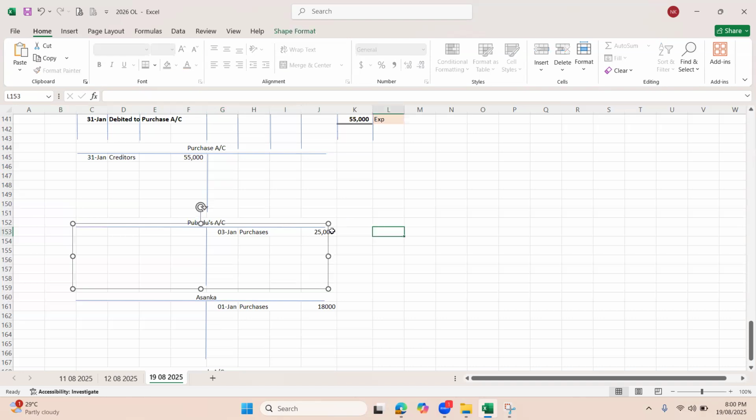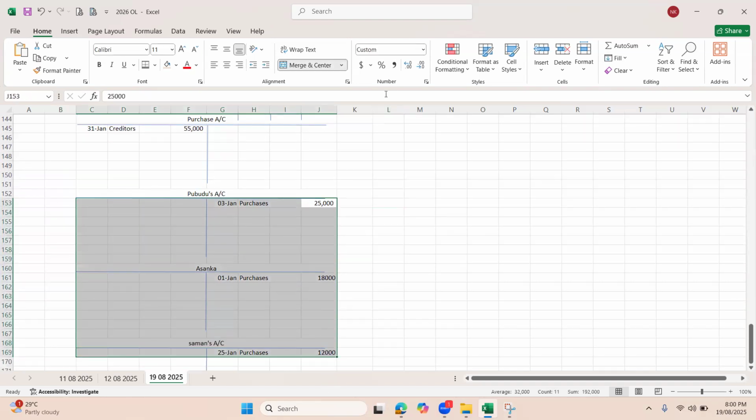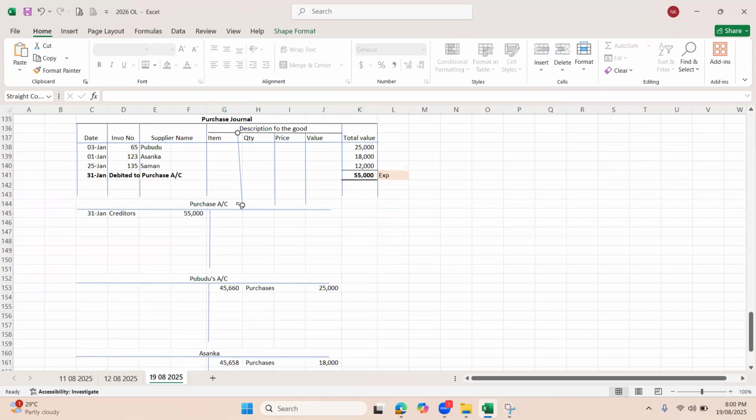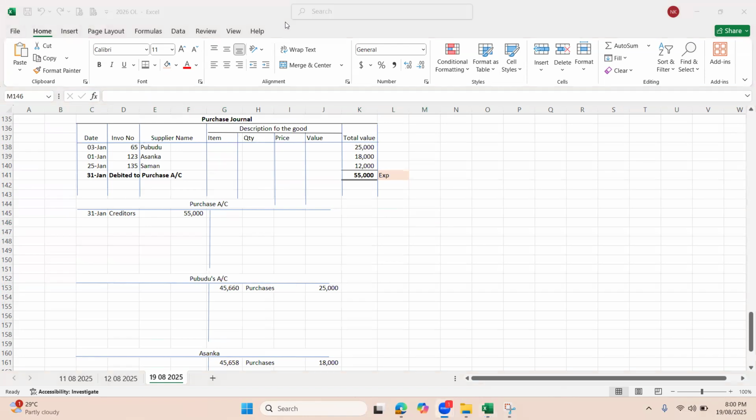Right, see here the double entries that we wrote. Purchases is an expense, so purchase account debit. The relevant creditor will be credited. Was it understood by all of you, students? Was it clear to you? Shinal, Pubudu, Naveen, Manishka? Yes. Very good. Others? Yes, sir. Very good. Anything to clarify, please ask.